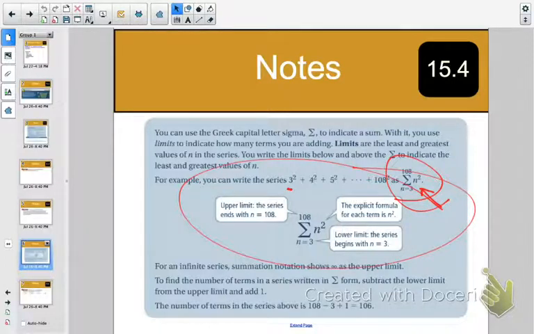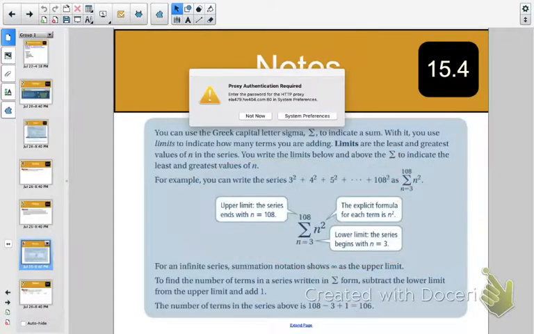For an infinite series, summation notation shows infinity as the upper limit, so if it went on forever, it would just be infinity up there. To find the number of terms in a series, subtract the lower limit from the upper limit and add 1, so don't forget that, add 1. So in this case, you do 108 minus 3, and then you add 1. So we get 106 terms there.